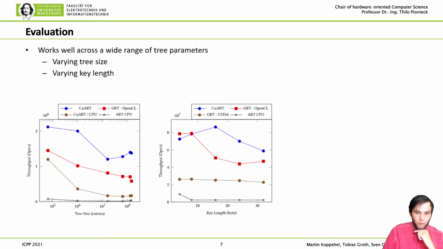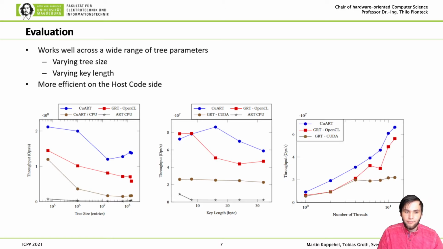Another thing we did was varying the key length, and while we see that GRT outperforms CuART for short keys, 4 and 8 byte long, anything from 16 byte or even longer keys, CuART outperforms GRT, actually by almost 2 times. And the last thing we tested was the efficiency of the host code, because all of those benchmarks include transfer to and from the GPU. We've seen that the CuART interface is a little bit more efficient on the host side, which means that it will leave up more CPU power for our actual database implementation.